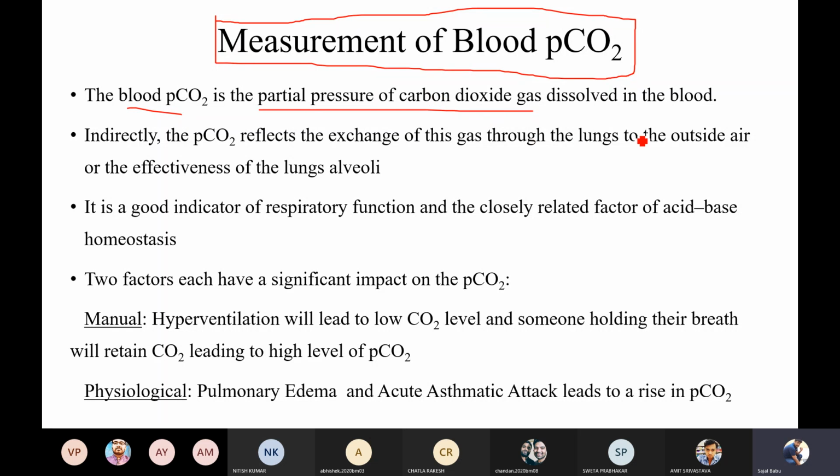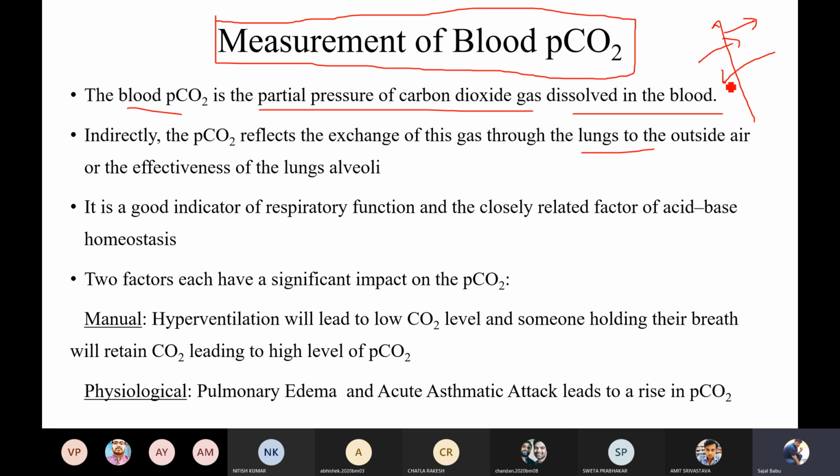That means the CO2 gas that gets dissolved in the blood. When the blood reaches the tissue, the blood will give the oxygen out and take the carbon dioxide in. So this CO2 will get dissolved in the blood. The partial pressure of PCO2 will reflect the exchange of this gas through the lungs. Once the blood has the PCO2, it will again go to the lungs, and at the lungs the CO2 in the blood will go out of the body, right?